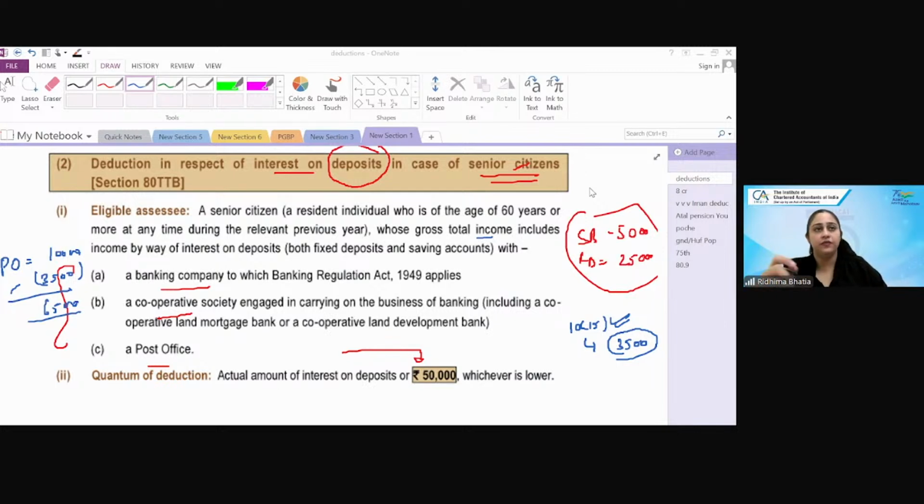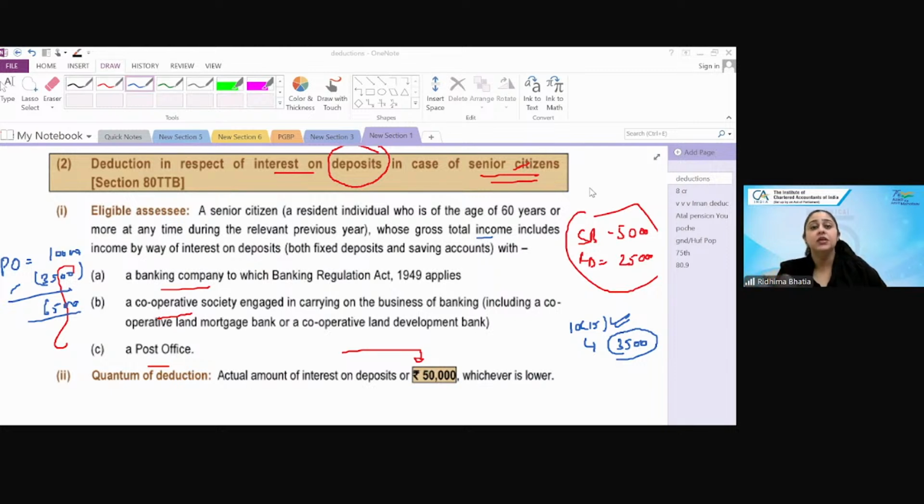80E, no limit, but whatever the interest is paid for education loan taken for higher education, maximum 8 assessment years. 80EE, maximum limit 50,000 only for individual for loan sanction between 16 and 17, other conditions please fulfill. 80EEA, 1,50,000 maximum deduction for loan sanctioned for a residential property between 1st April 2019 to 31st March 2022. 80EEB, for loan sanction between April 2019 to 31st March 2023, maximum 1,50,000 for electric vehicle.